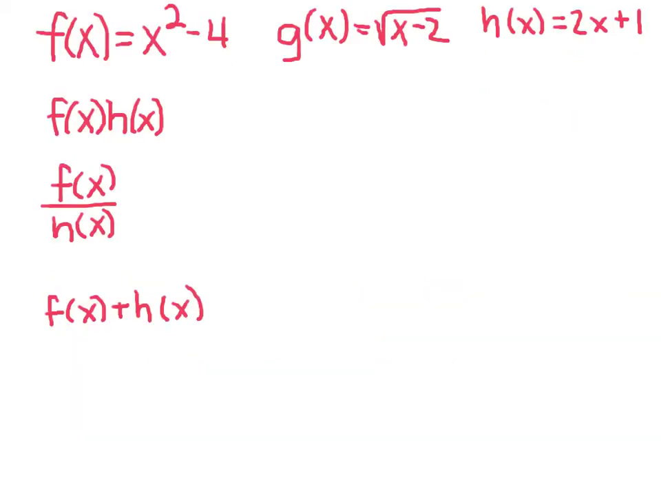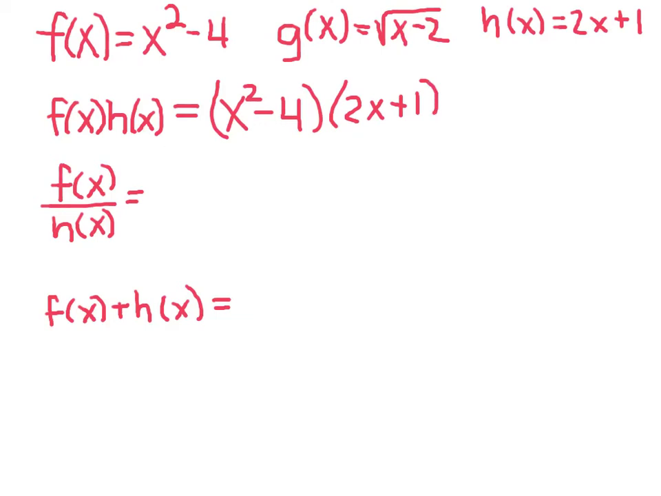In this section, you'll also be asked to multiply, divide, add, and subtract. And for these problems, you just have to work them out and state the domain. F of x times h of x would be x squared minus 4, the f function, times 2x plus 1, the h function. A problem like this would require you to know how to FOIL. 2x cubed plus x squared minus 8x minus 4.